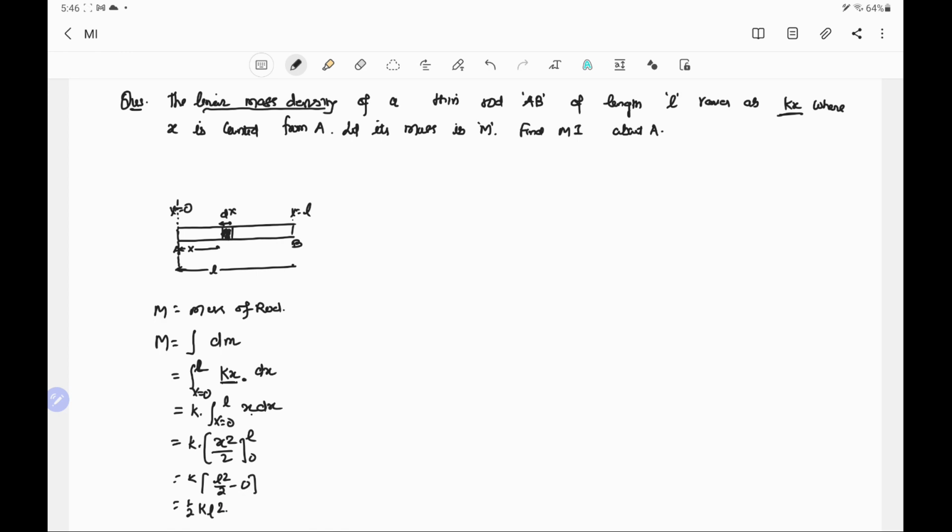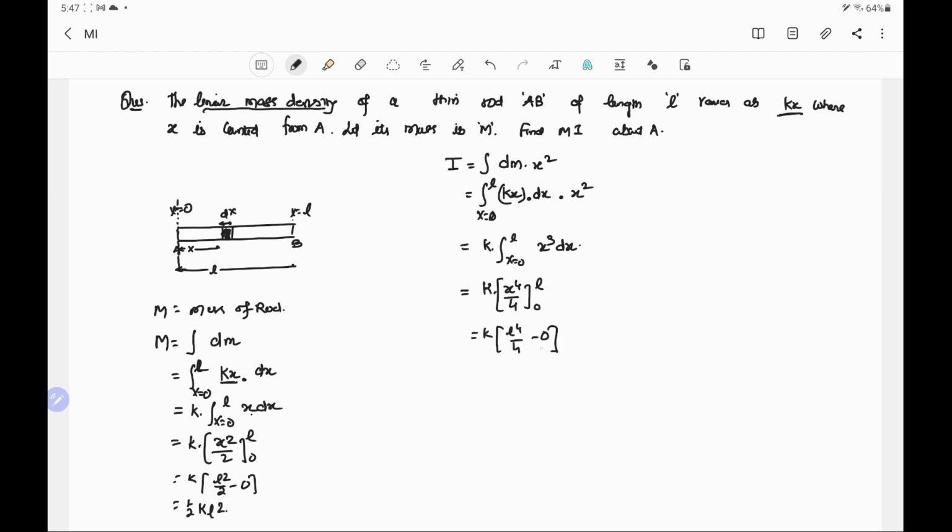Now, after finding this mass, we find the moment of inertia. Moment of inertia, as we have told, is the integral of dm into the square of the distance of this elementary mass from the axis of rotation. Here we are taking x, so we write x square. What is dm? We found that kx is the mass per unit length, and the length is dx. We integrate from x equal to 0 to L. The constant term is taken out, and the remaining is x cube dx. That is k into x to the power 4 by 4, from 0 to L. So it will be k into L to the power 4 by 4 minus 0, that means 1 by 4 k L to the power 4.